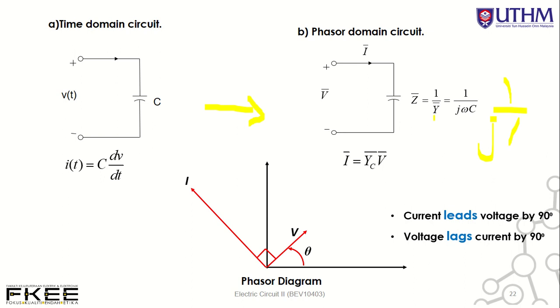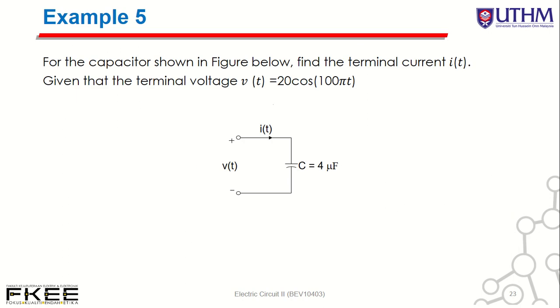Okay, clear? Let's look at an example first, it is easier to understand. For the capacitor shown in the figure below, find the terminal current IT given that the terminal voltage VT equal to 20 cos omega t. Given C equal to 4 microfarad, determine the current. What is the value of current?